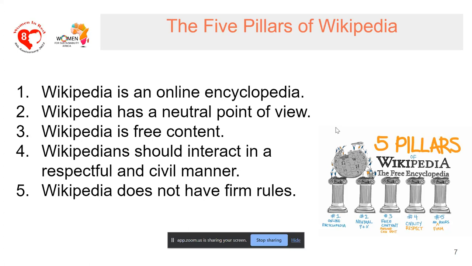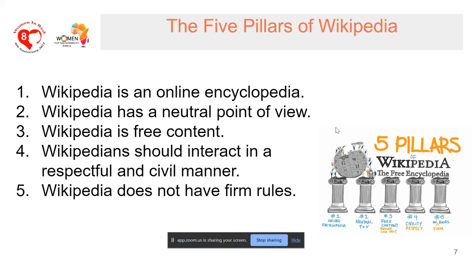Wikipedia should be interactive, and you need to be respectful and civil in various activities. Sometimes when you are editing, your article might be deleted, or flagged or tagged for deletion, and you feel that you've provided all the necessary information needed for your article. But instead of approaching the person who tagged your article politely, you go with an aggressive way, which is not good.